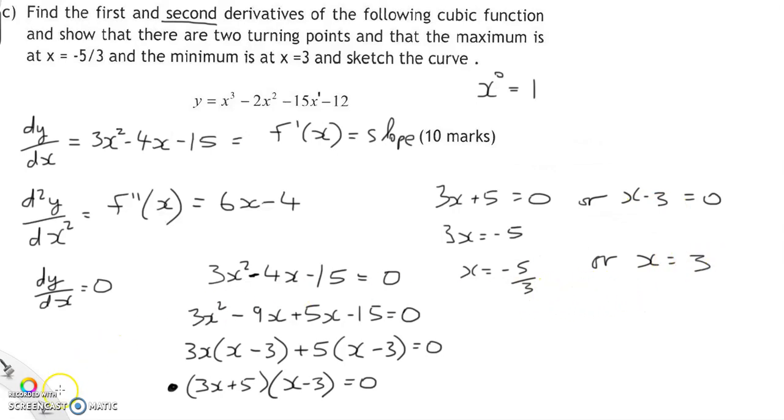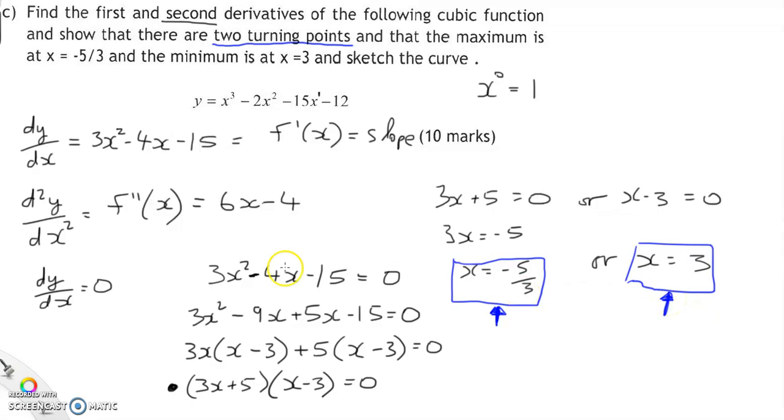So these guys marked in blue here, these are the values of x at the turning points of our function. Right? So we've now shown that there are two turning points. So we have our first and second derivatives. We've shown that there are two turning points, but now we need to show that the turning point at x equals minus 5 over 3 is a max, and then show the other one is a min.